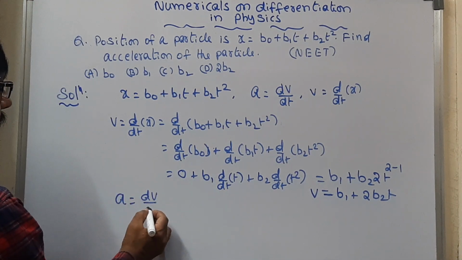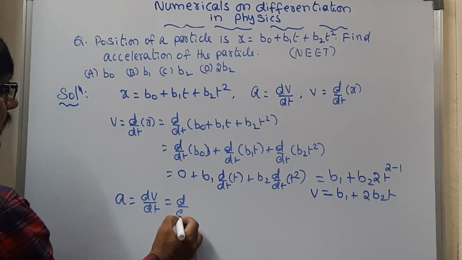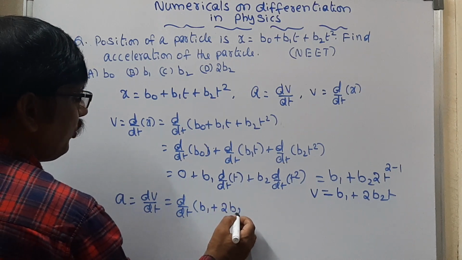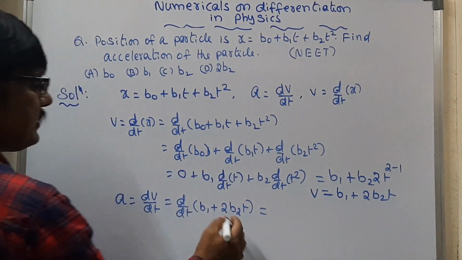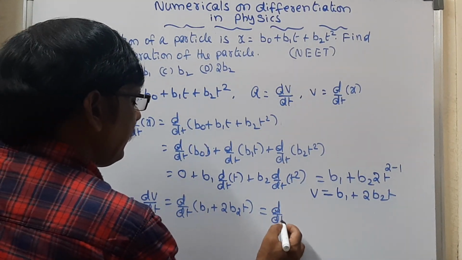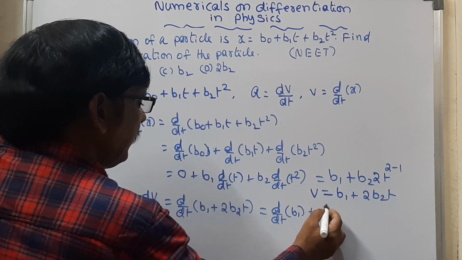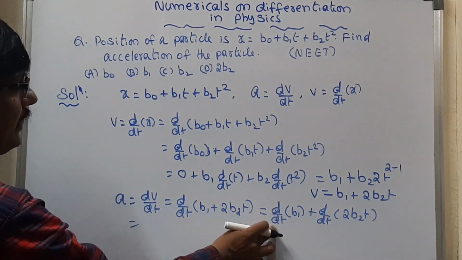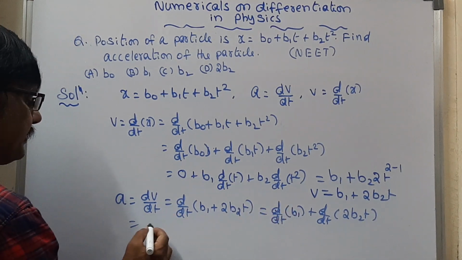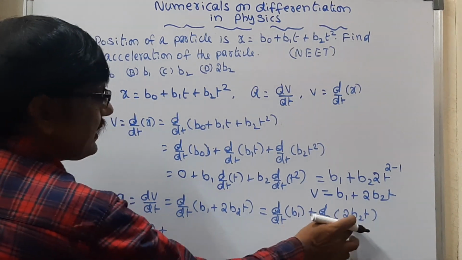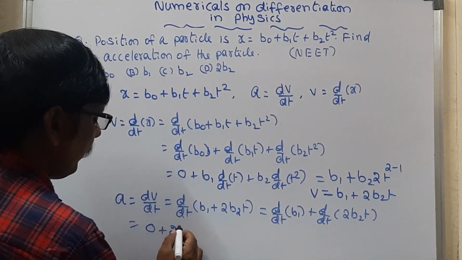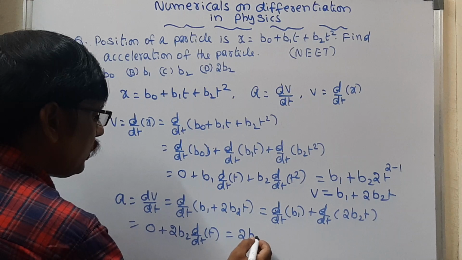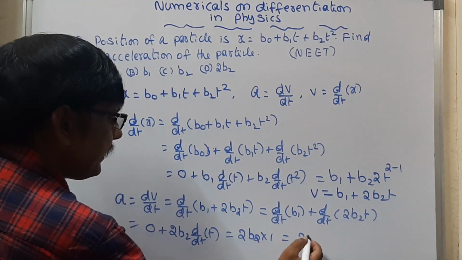Now let us go with acceleration. Acceleration is equal to dv by dt, that is d by dt of velocity, how much is that? b1 plus 2b2t. Now let us take d by dt inside: d by dt of b1 plus d by dt of 2b2t. d by dt of b1 is a constant, and the constant's differentiation is 0. Plus 2b2t, where 2b2 is the constant, so 2b2 into d by dt of t, that is 2b2 into 1. Ultimately we get 2b2.